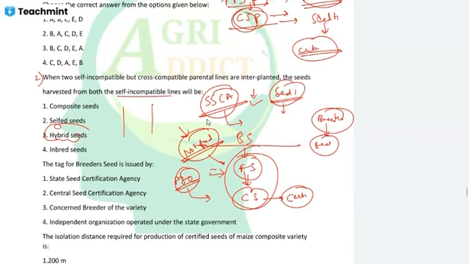Why? Because if I just plant two different self-incompatible lines, that means self-pollination will not occur. There is a possibility of only cross-pollination. So if cross-pollination occurs between the two self-incompatible lines, the possibility is formation of hybrid seed. Even in this line, it will be hybrid seed because the pollen has been transferred from the second line. In the second case also, the pollen will be transferred from the first one. So that is why it is hybrid seed.